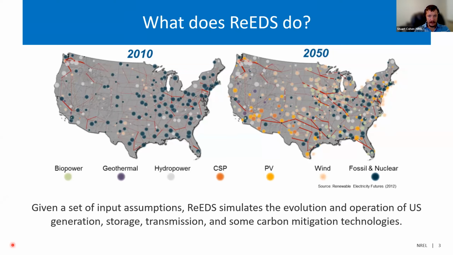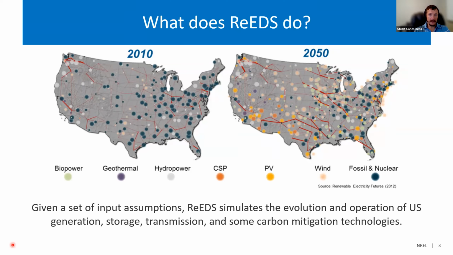But the model generally is used to look out several decades into the future to understand what types of investment decisions for generation, storage, transmission, carbon mitigation are least cost optimal for various different scenarios.